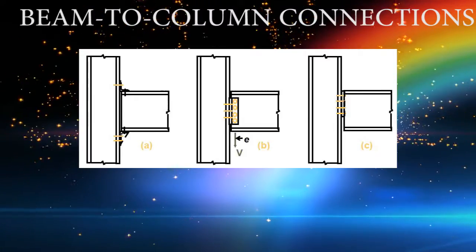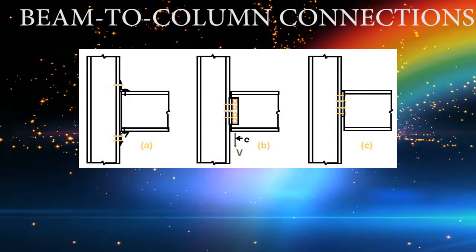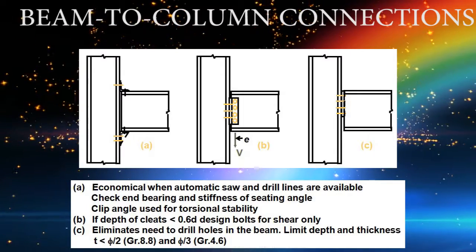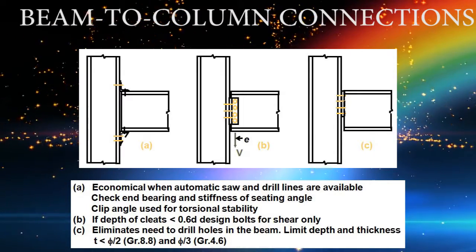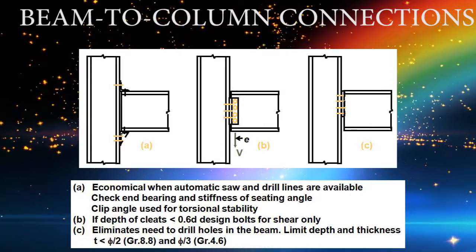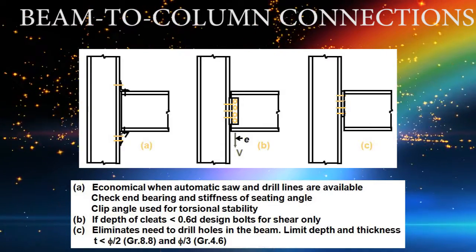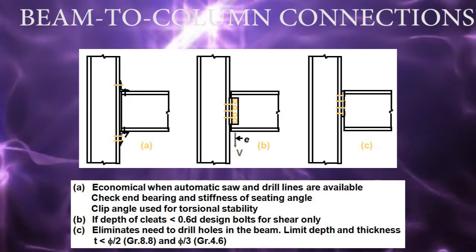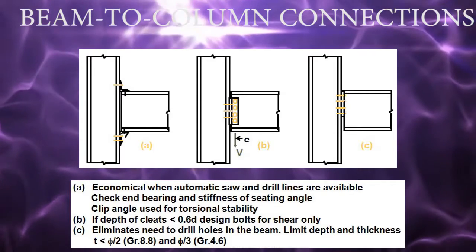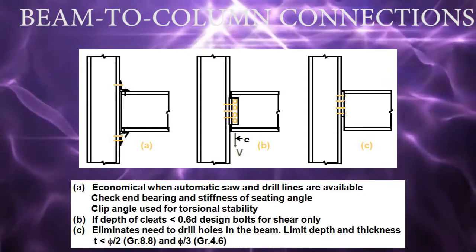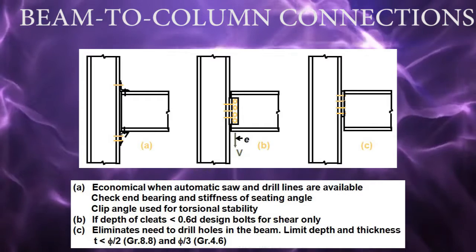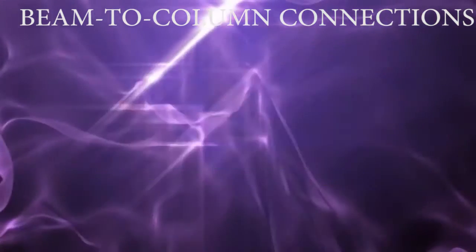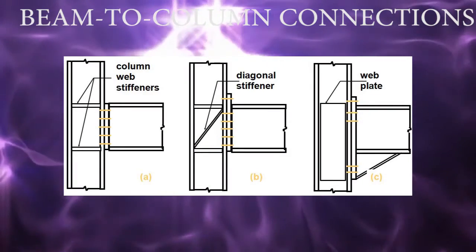Beam to column connections. Economical when automatic saw and drill lines are available. Check end bearing and stiffness of seating angle. Clip angle used for torsional stability. If depth of cleats is 0.6, design bolts for shear only. Eliminates need to drill holes in the beam. Limit depth and thickness: T/2 for GR.8.8, and T/3 for GR.4.6.